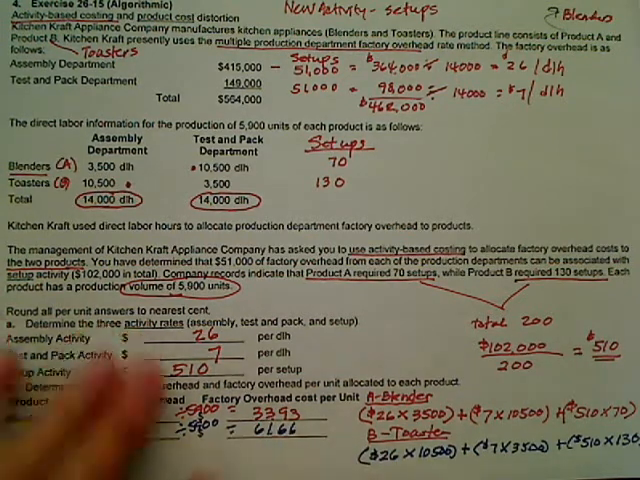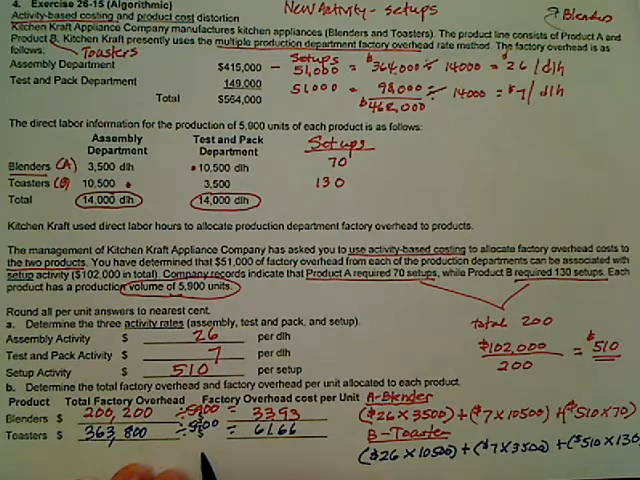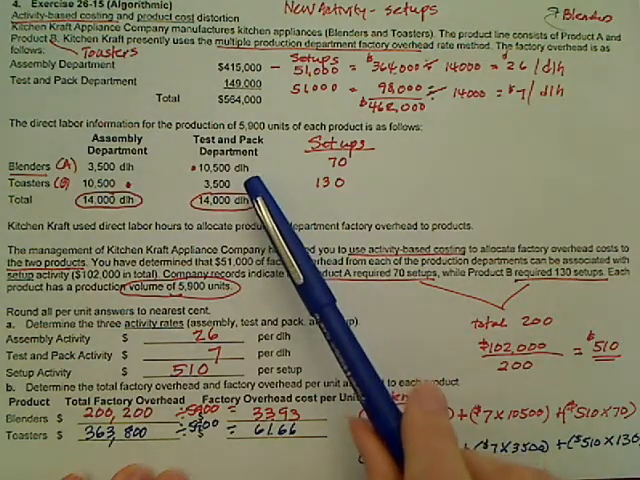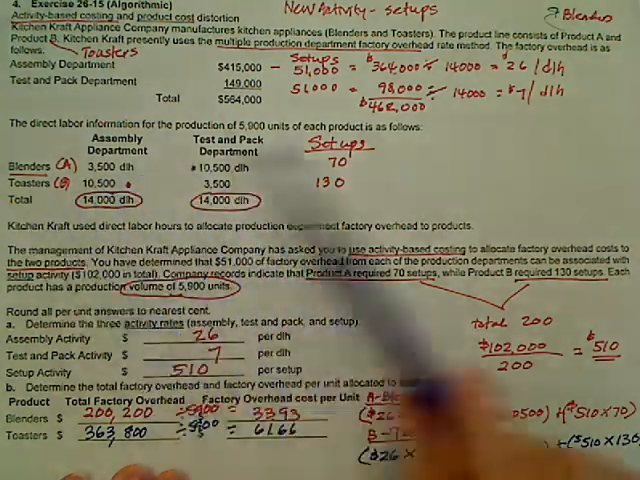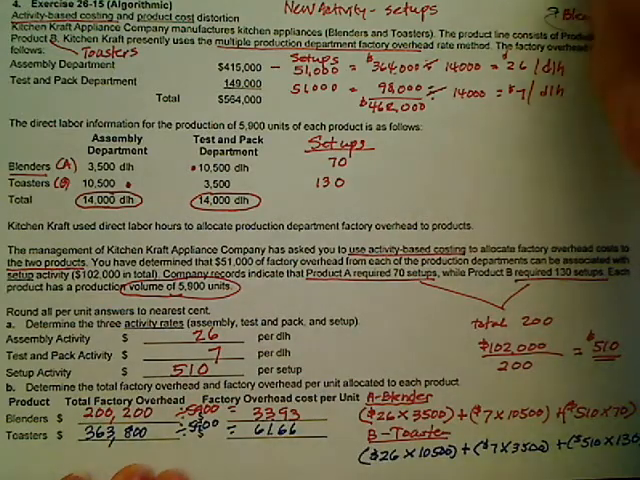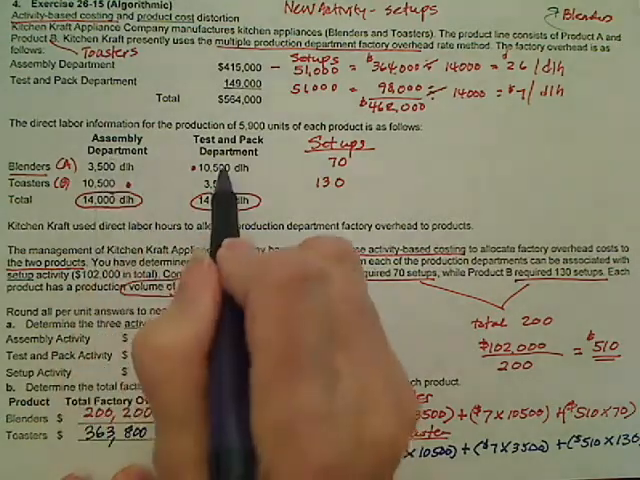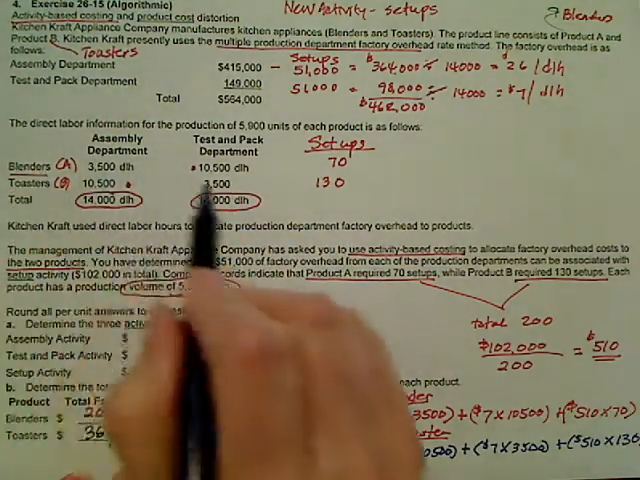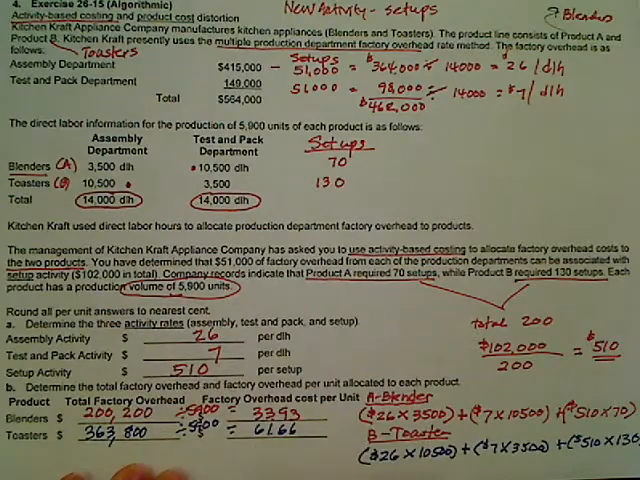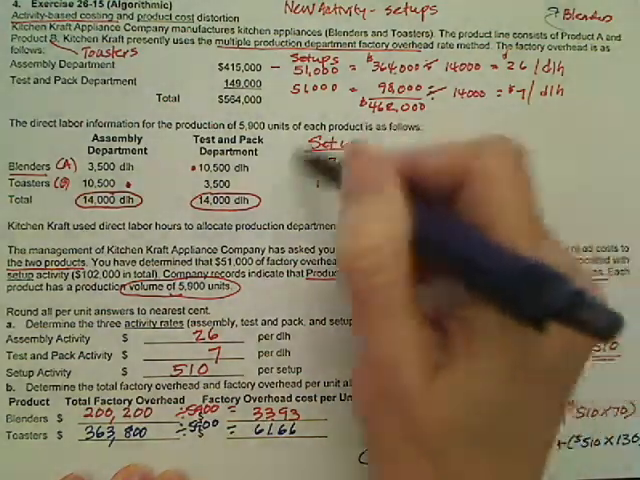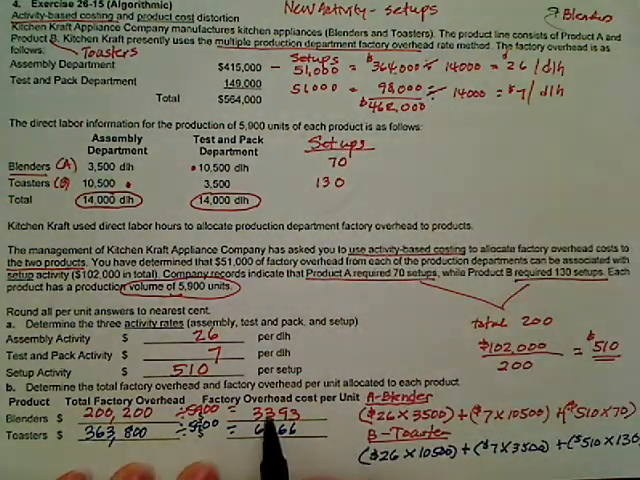$61.66. So even though we make the same number of units and the same departments are making them, the direct labor hours put in is much higher for test and pack with blenders than with toasters, and the reverse for the assembly, and the setups are much different as well, so it makes almost a doubling of the cost. The toasters cost so much more than the blenders.